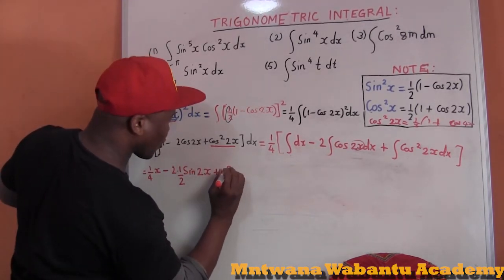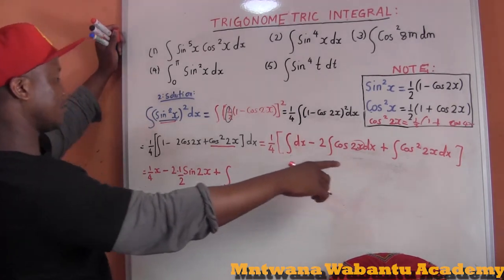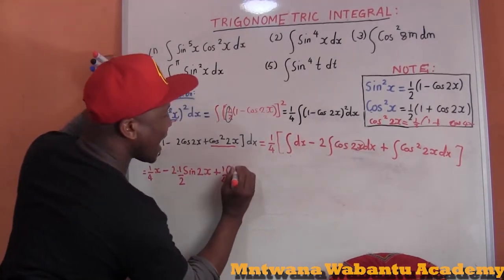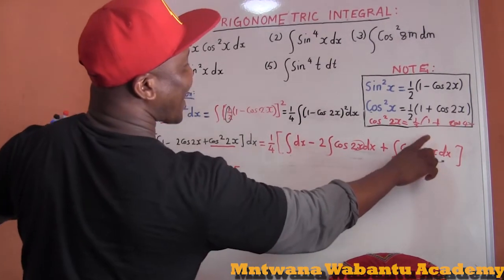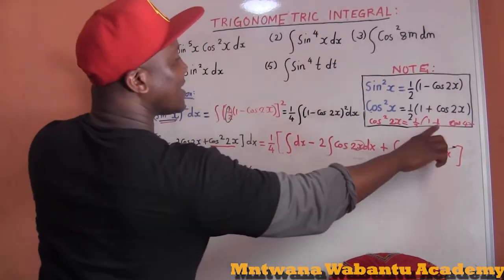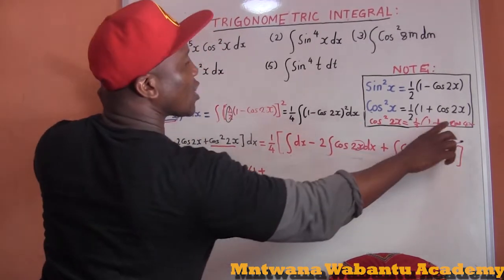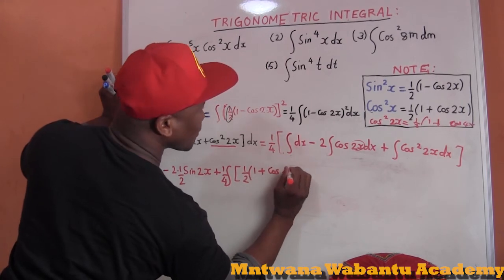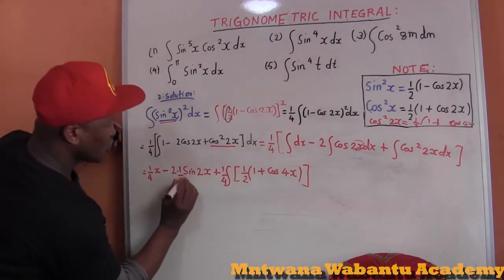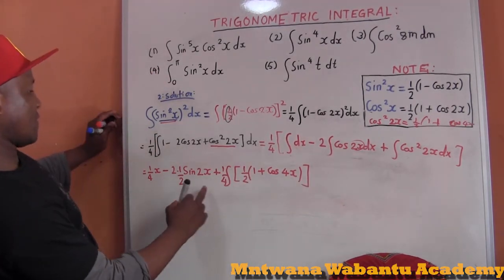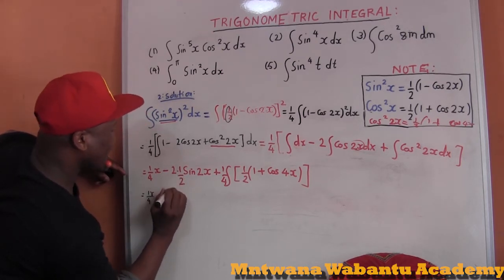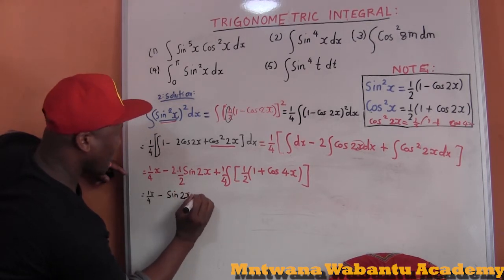And then we plus the integral, with the 1/4 for all of them. So now the integral of cos square 2x: cos square 2x equals 1/2, bracket, 1 plus cos of 4x. So now the equation is finished. Now the 2 and 2 cancel. So this becomes 1 over 4 times x minus sine of 2x, and then plus.